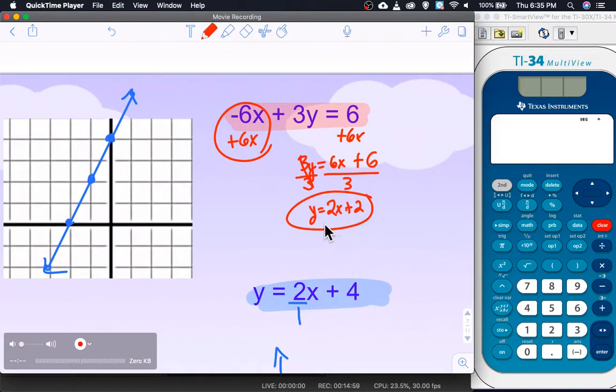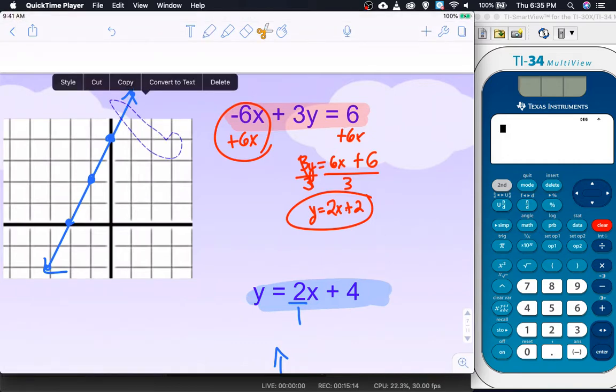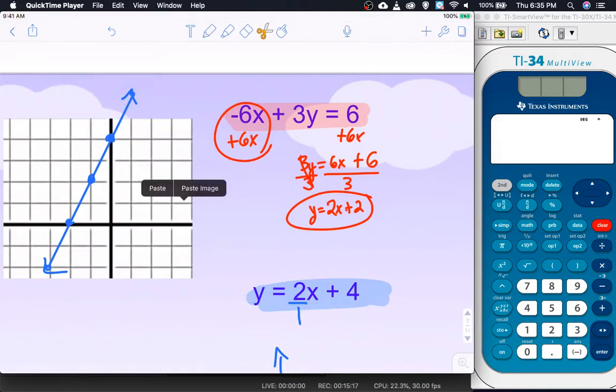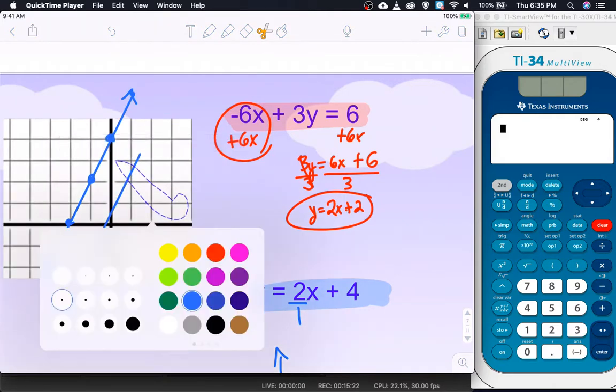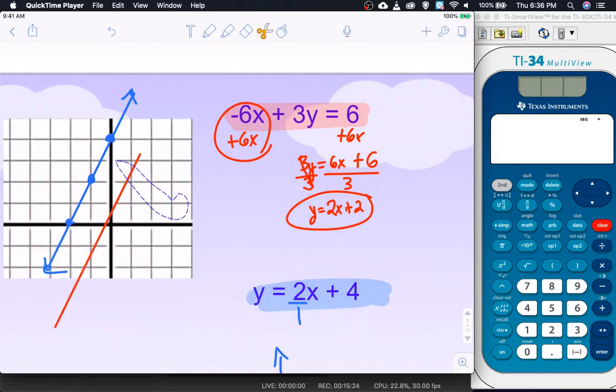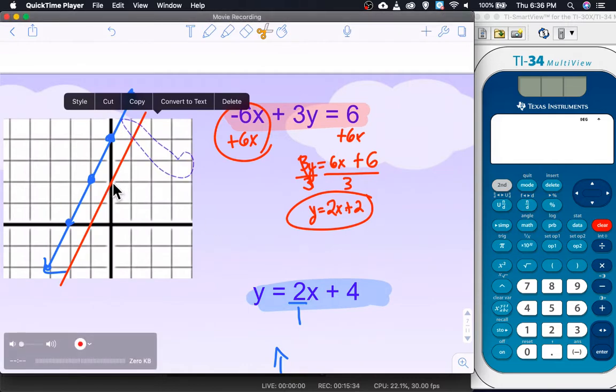Now, things I can notice. I do notice they have the same slope, but different y-intercepts. Having the same slope means they're going to be going in the same direction, but where they cross the y-axis is different. So check this out. I'm going to copy and paste and change it to red. I know it has the same slope. So now all I got to do is move this line to the correct y-intercept. So my y-intercept should be a positive 2. So I'm going to move this line till it crosses right there at positive 2.